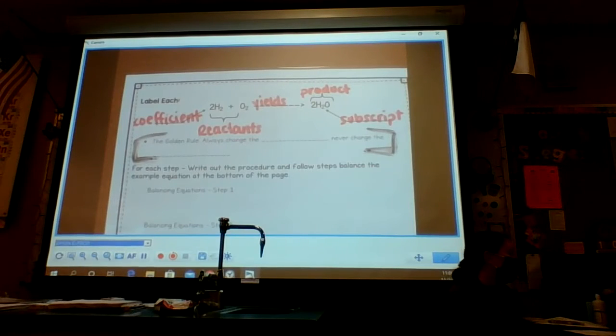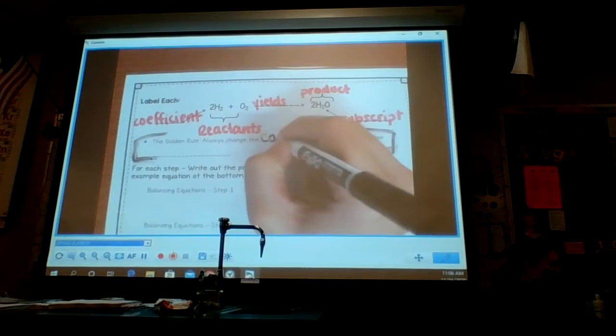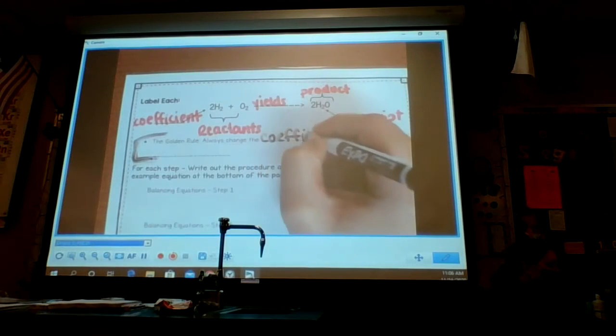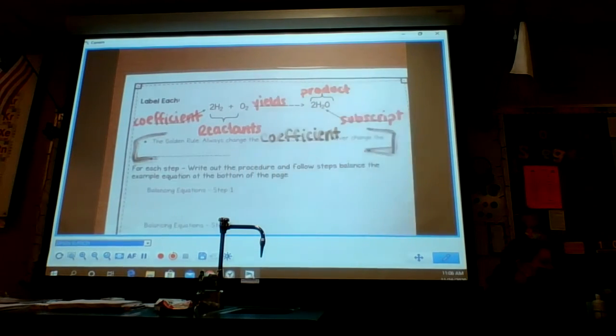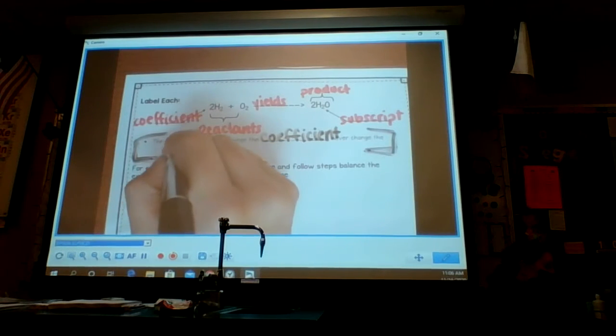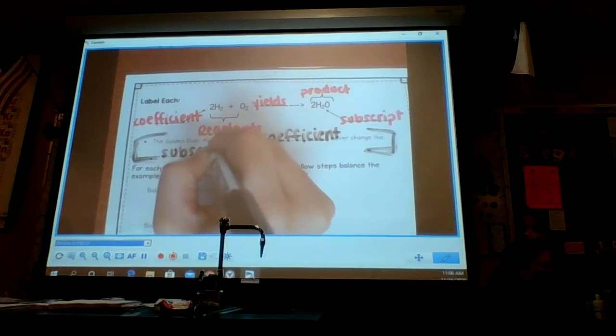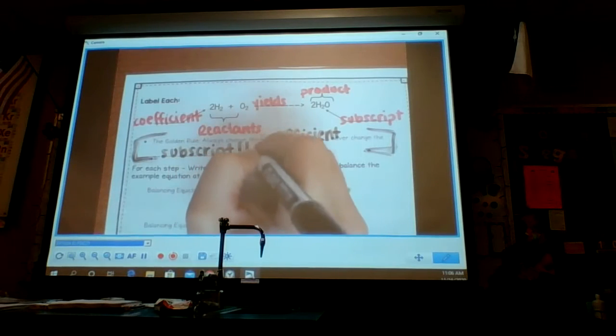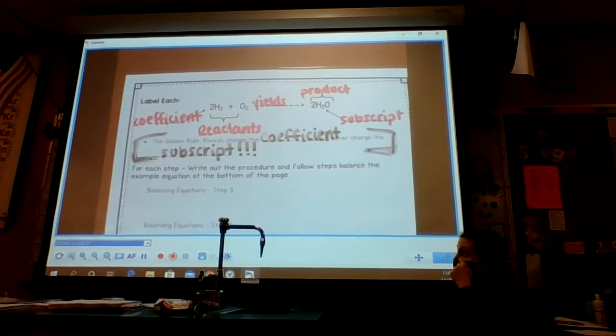So it says the golden rule: always change the coefficient, never change the subscript. And we're going to see what that means in a second. But make sure that you understand that. Whenever I balance an equation, I can never change those little numbers. Those little numbers are permanent. What I can change are the big numbers in front, those coefficients. That's the golden rule of balancing equations.